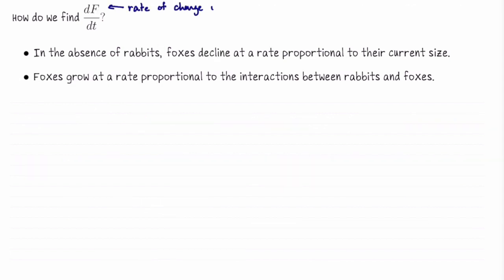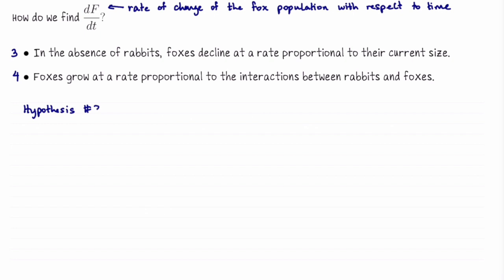Now let's look at df dt. This is going to be the rate of change of the population of foxes with respect to time. Let's number these hypotheses 3 and 4. We'll say that 1 and 2 went with the rabbit population. So what does hypothesis 3 tell us? It's just like hypothesis 1, except here the foxes are declining. So we'll say that df dt equals negative c times f, where c is some positive parameter.